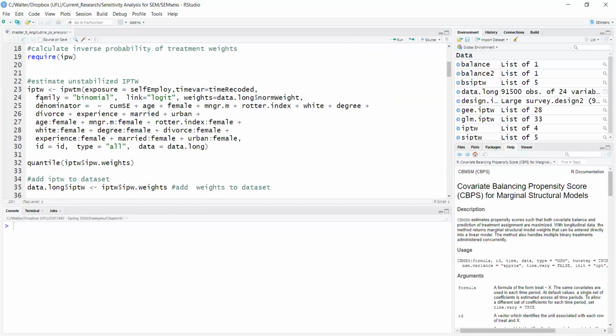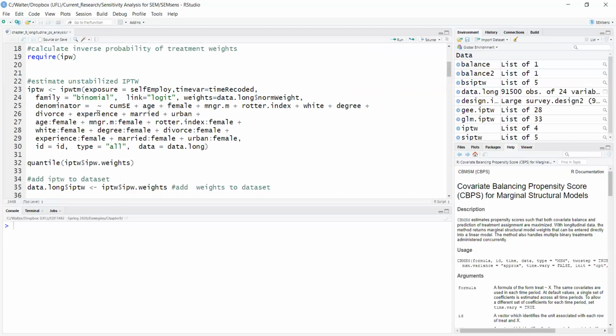In this code here, I'm using the function EPWTM, which is for time varying treatments. To estimate the probability of treatment at each time, I'm using logistic regression, which is defined for family binomial link equals logit. I'm declaring that exposure, which is treatment, is self-employed. That's the name of the variable. The time variable, which indicates time of treatment, is time recoded. I have sampling weights in this data set, so I'm declaring them as well as normal weight. And I'm not mentioning the numerator here because the default numerator is 1, given that this is an inverse probability of treatment weighting.